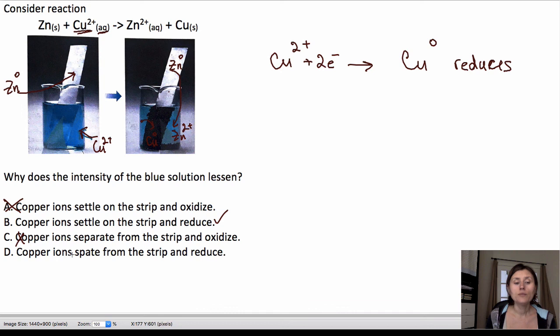And then D, copper ions separate from the strip and reduce. And again, they don't separate from the strip. They were there to begin with in liquid, and then they settled on the strip. So this is wrong. So the only option that's correct is option B: copper ions settle on the strip and reduce.